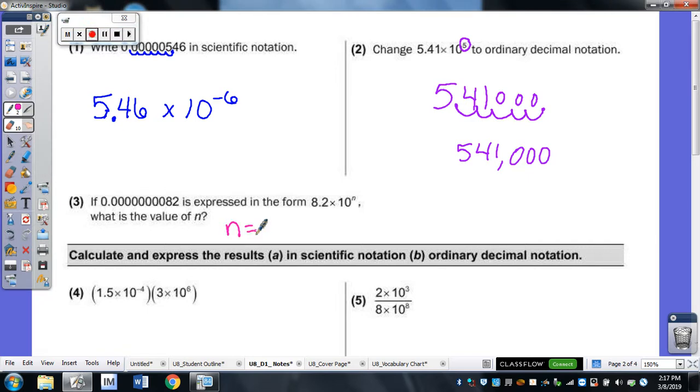All right, what would be our exponent on the 10 here for this decimal? 1, 2, 3, 4, 5, 6, 7, 8, 9. Yep, you got to get in between the 8 and the 2. So you'd have to move it 9 times. So n would be negative 9. Because it was such a large decimal, that's always negative.